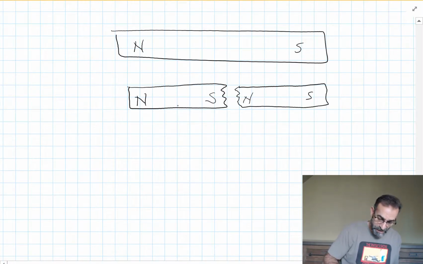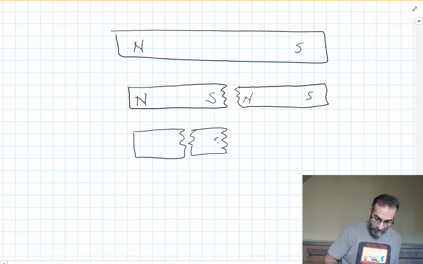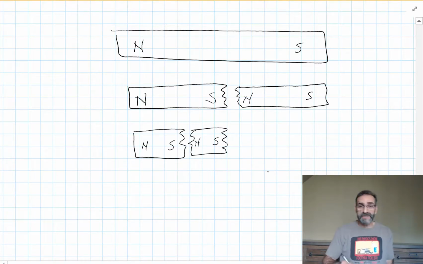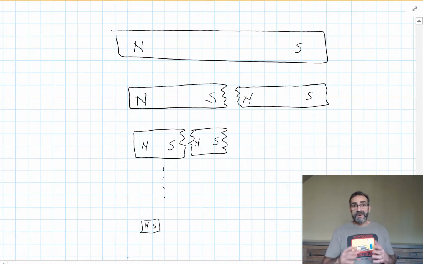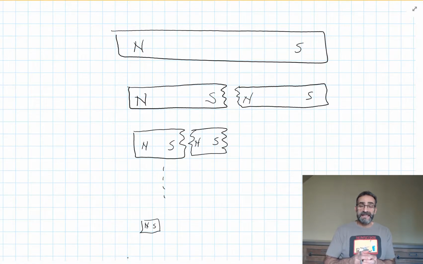And we can break one of these up. And we get two smaller magnets with north and south poles. And we can keep going. And we always get a north and a south pole together. In physics, we say there are no magnetic monopoles. At least we haven't found them in nature.